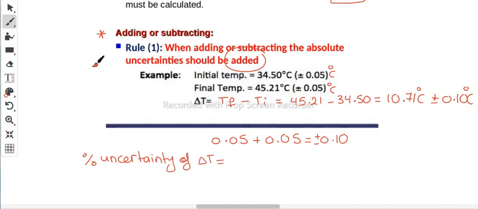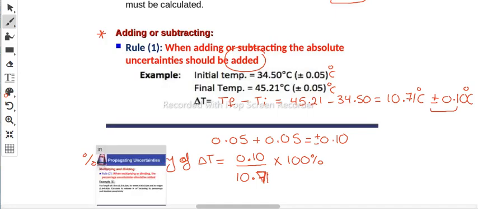So in this situation, since you already know that it is plus minus 0.1, you will take 0.1 and divide it over your value, which is 10.71, of course, times 100%. After that, you will use your calculator and find your final answer. So you will start firstly with the absolute, then continue with the percentage uncertainty.